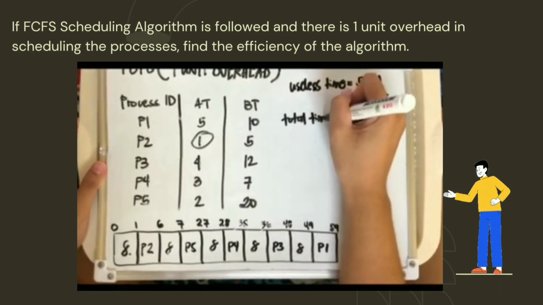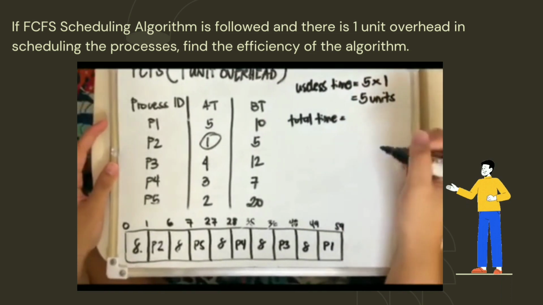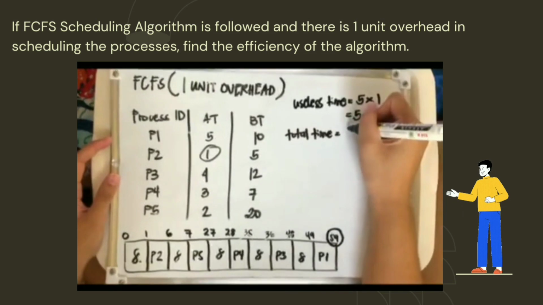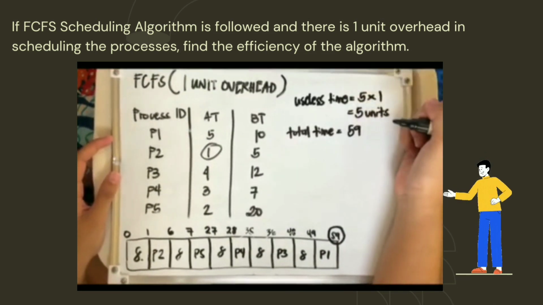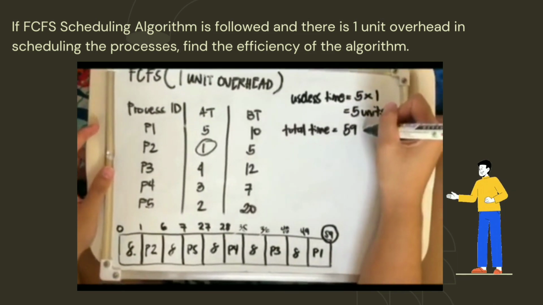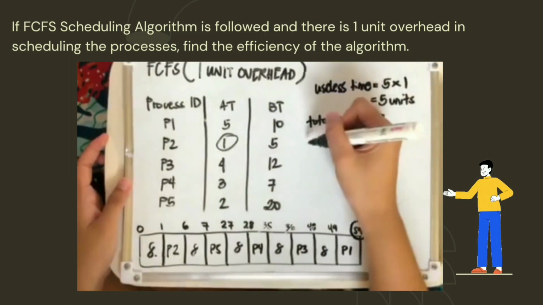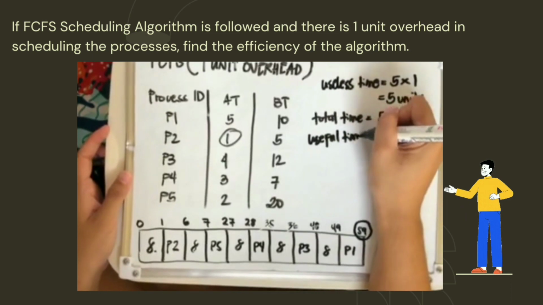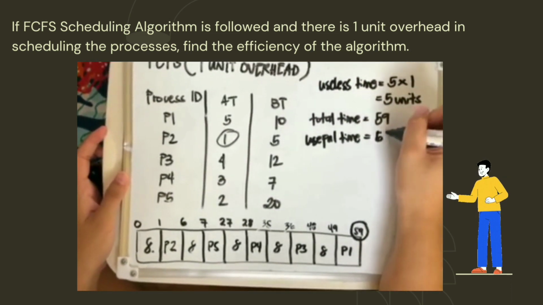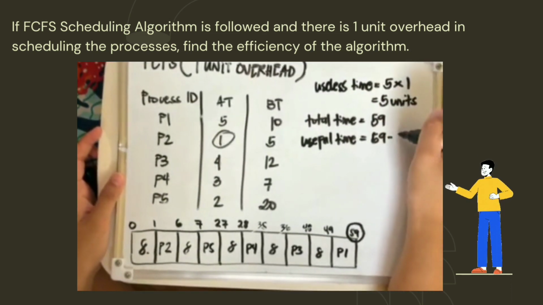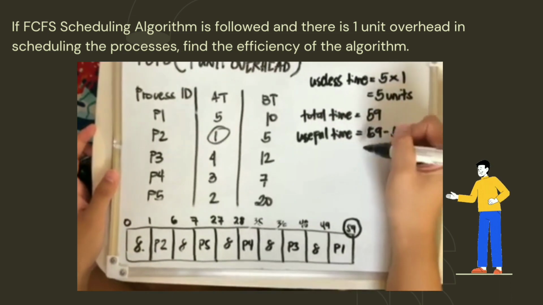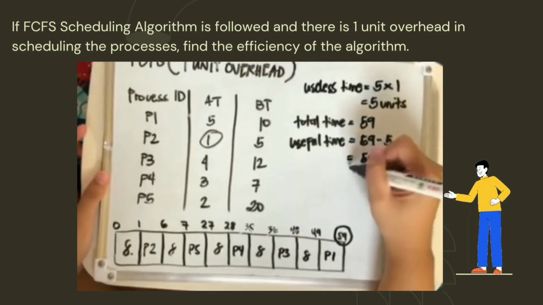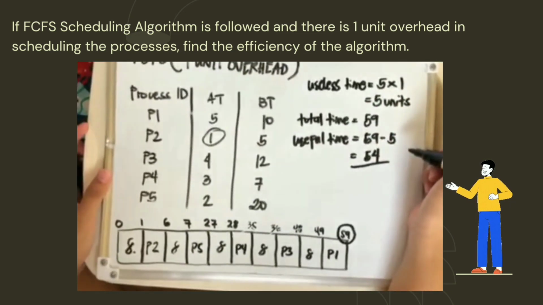Ano yung total time? Ito yung pinakahuling nakuha natin sa Gantt chart. So, 59. Ngayon, para makuha natin yung useful time, yung total time is ima-minus natin sa useless time. So, 59 minus 5 is 54. So, 54 yung useful time natin.